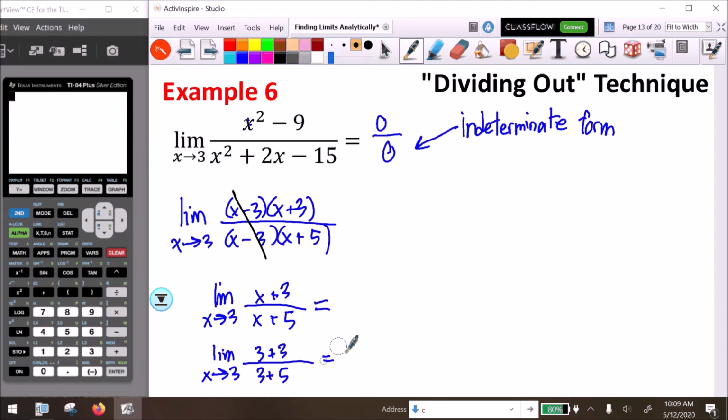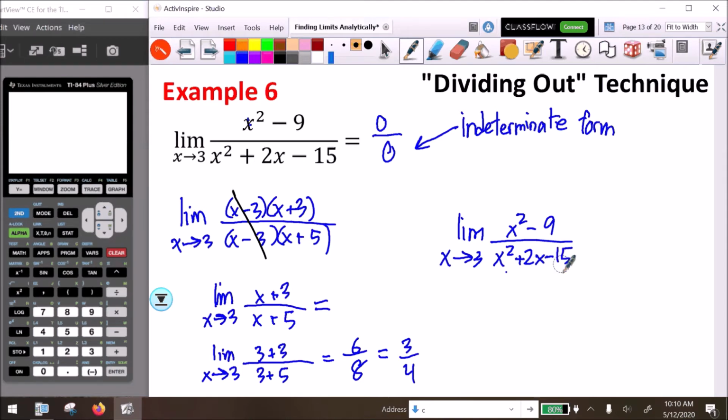And I get 3 plus 3 is 6, 5 plus 3 is 8. 6 divided by 8, so this is equal to 3/4 or 0.75. So the limit of the function x squared minus 9 divided by x squared plus 2x minus 15 as x approaches 3 is equal to 0.75, or 3/4 if you write it as a fraction.